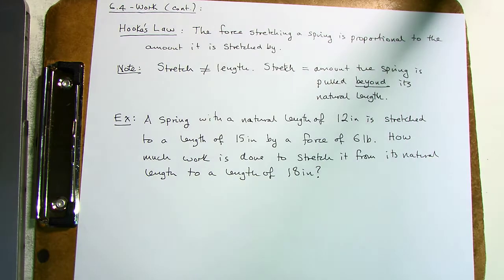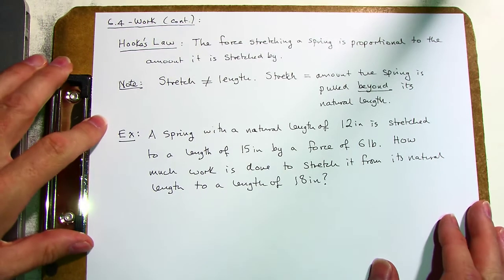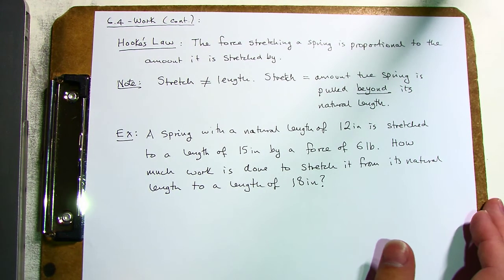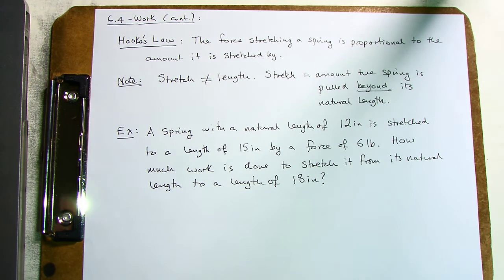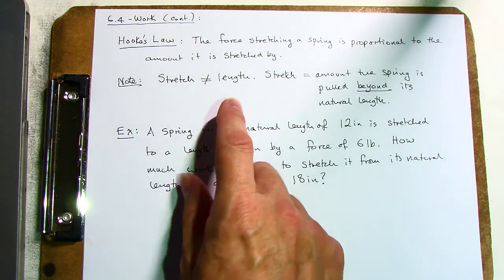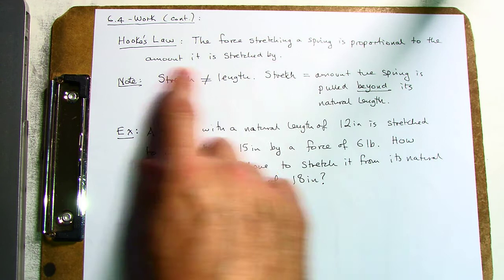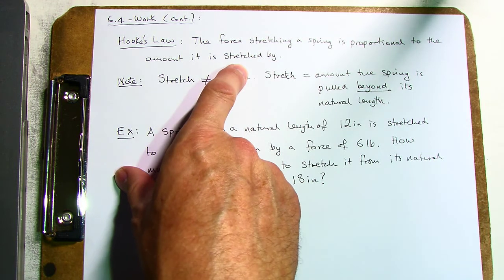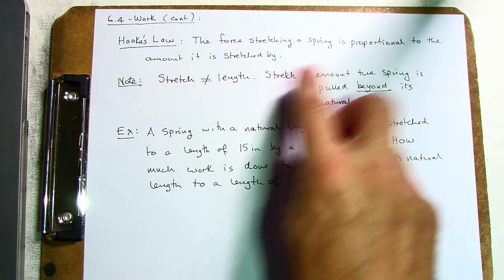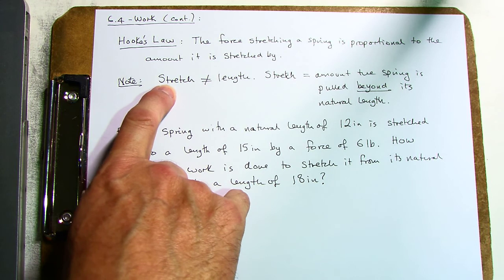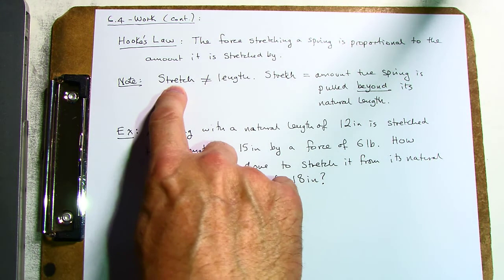All right, so let's now do our first new problem. I'm going to do a spring problem to start with. Before we can do spring problems, we need to know about Hooke's law. Hooke's law is a basic physics principle, and it says this. The force that it takes to stretch a spring is proportional to the amount that you stretch it. Now this is not talking about the length of the spring. This is talking about the amount that you stretch the spring by. That's not the same as its natural length.